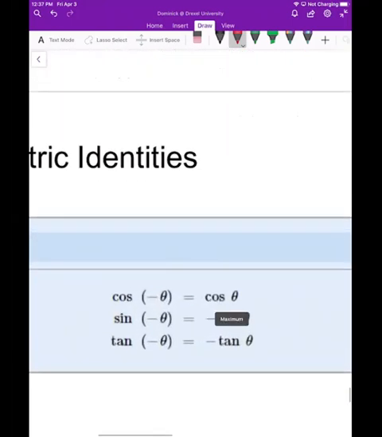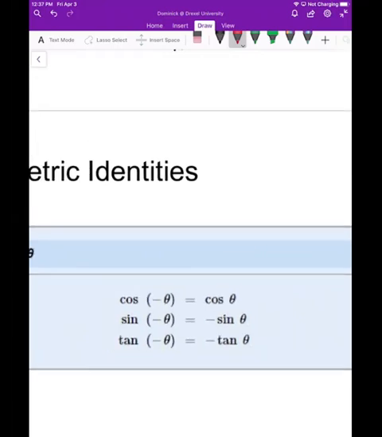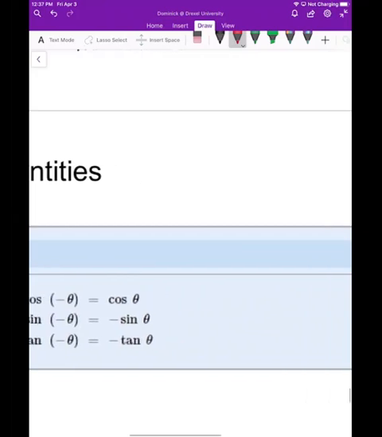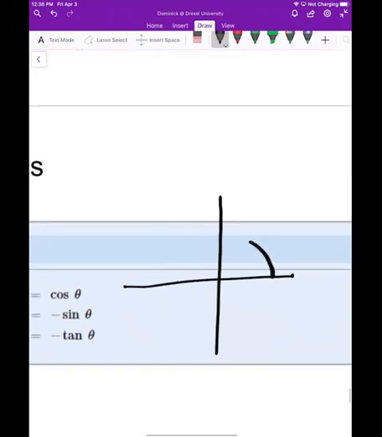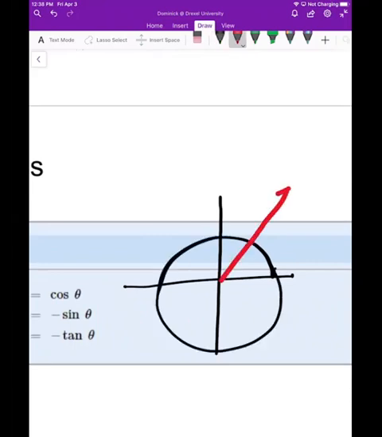Okay, so next we'll talk about some identities involving the negative angle. A lot of these can be found by looking at the unit circle, or at least be seen from the unit circle. Let's say we have an angle, we don't know what it is, we'll just say we have an angle right here. And if I wanted to go the negative direction, we could say that this is negative the angle.